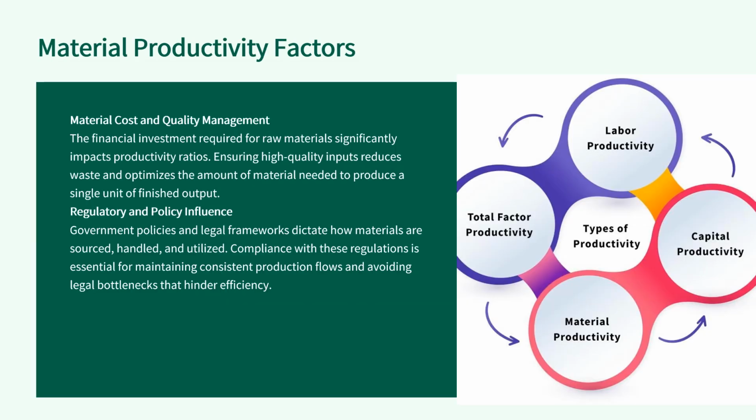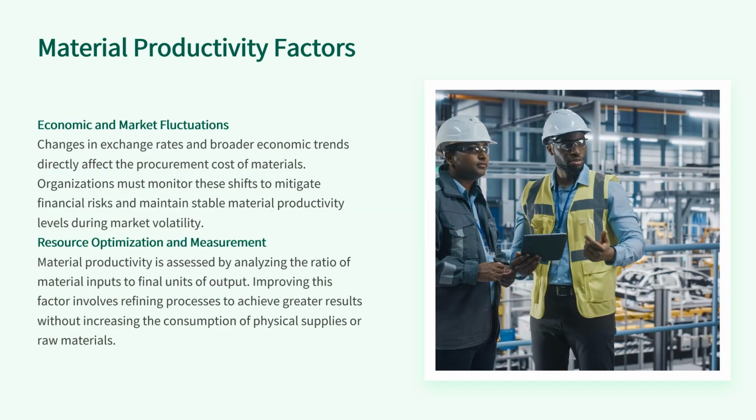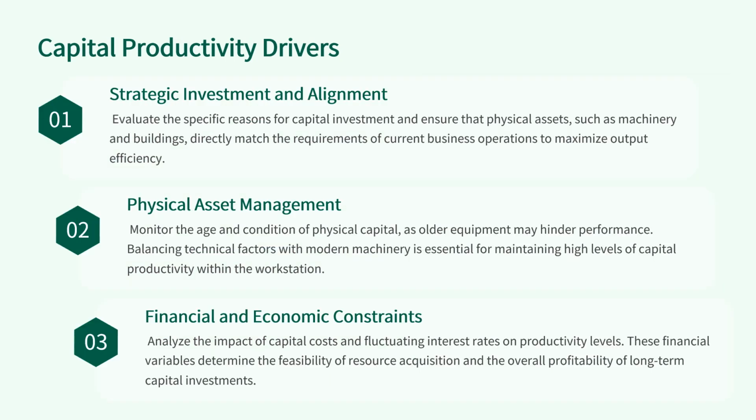Okay. Material productivity factors. So material cost and quality management, you need to look at that. Also regulatory and policy influence. Also economic and market fluctuations, like I said, when you have influences such as a war in Russia or the oil prices that suddenly go up, and then also resource optimization and measurement.